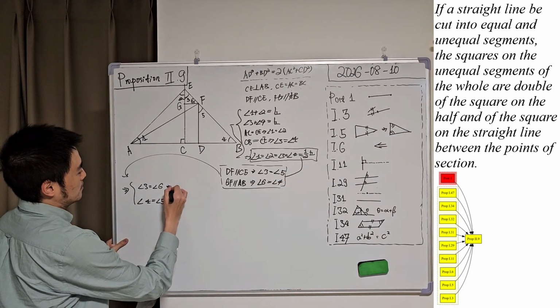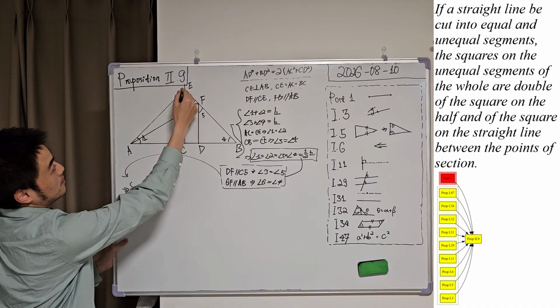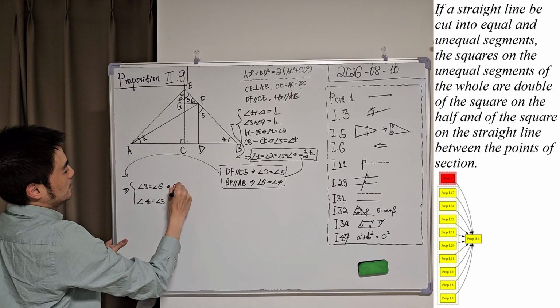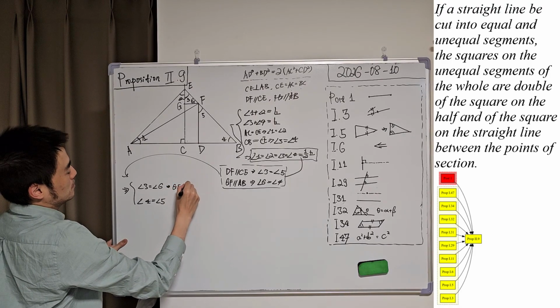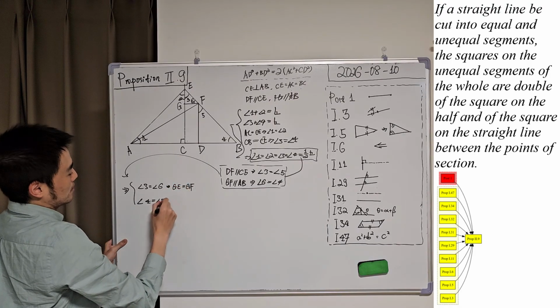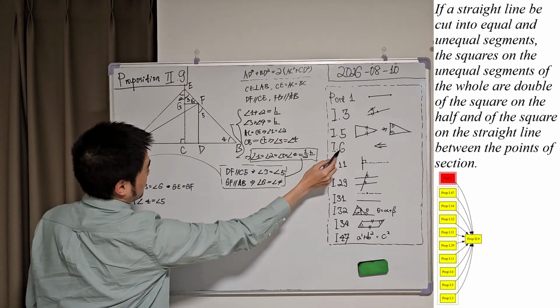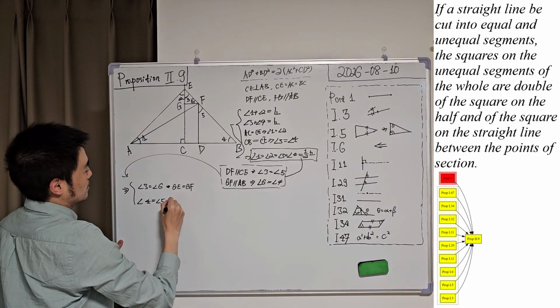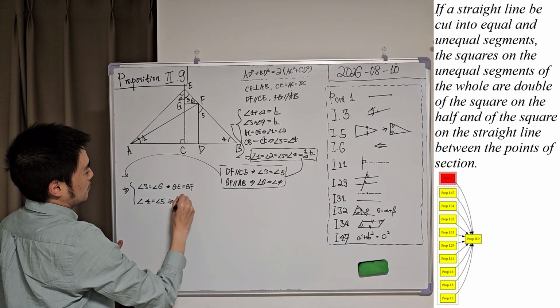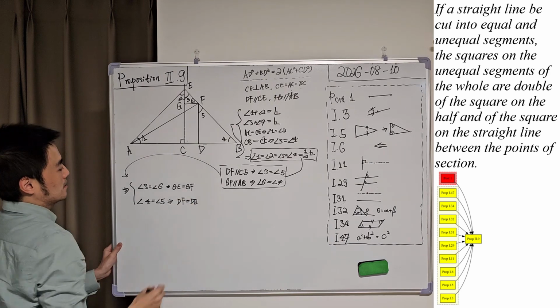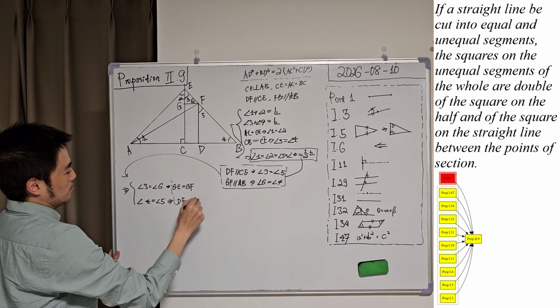So we know that these two angles are equal. So in this small triangle, we can conclude that GE will be equal to GF, correct? And in this triangle, we apply proposition 6, we can conclude DF will be equal to DB, correct? Okay, let's put these conclusions here again.